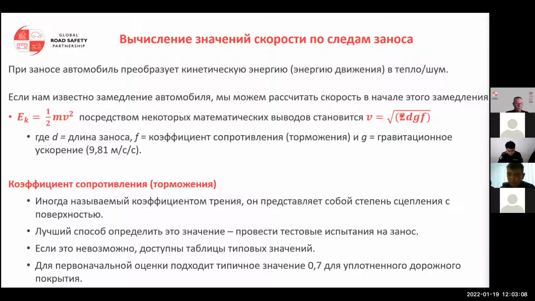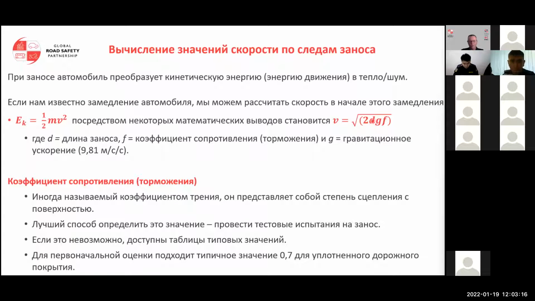2 is just a constant. It is used to get rid of the half in the original equation. So part of the derivation, we end up with 2. D, same as for the other equations, D is the length of skid in meters. G is a symbol for gravity.